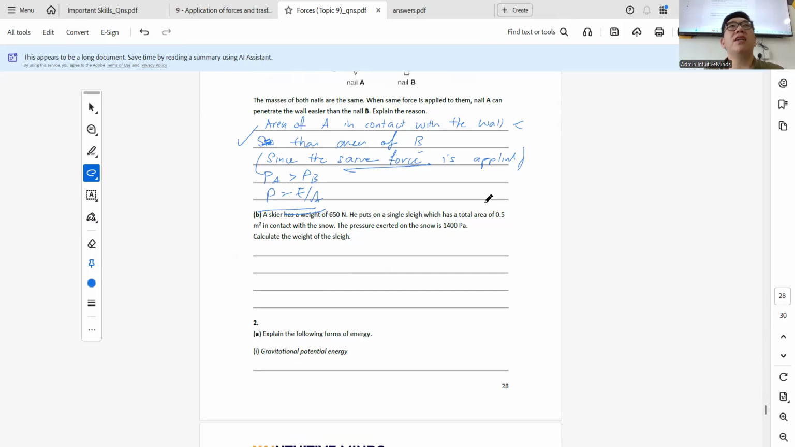This one you did correct. You calculated. I think it is fine. Just make sure that the area in contact is in meters, which it is. You don't need to convert anything. So no issue with this lah.